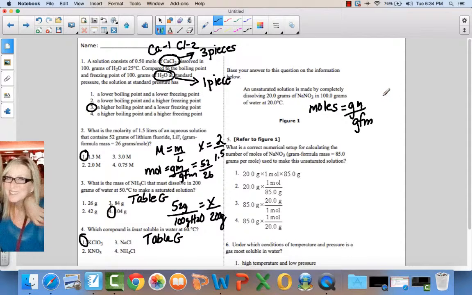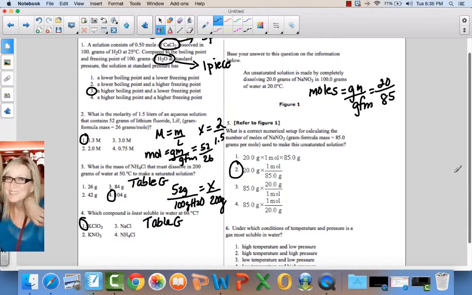And they tell you that you have 20 grams and the GFM is 85. So which one of these shows 20 divided by 85? Well, that's going to be this one, because number 2 is 20 times 1 divided by 85. And not only that, if you did this dimensional analysis how I showed you at the beginning of the year, you'd have 20 grams, and you know that 1 mole equals the gram formula mass. So there's your setup right there. Grams cancel, and that's what that is.